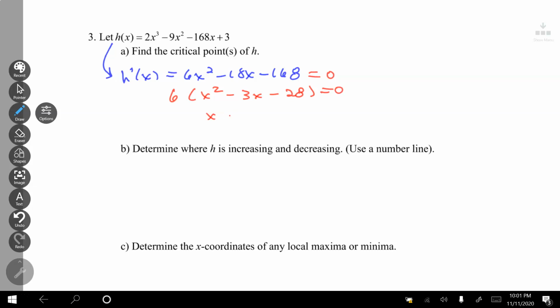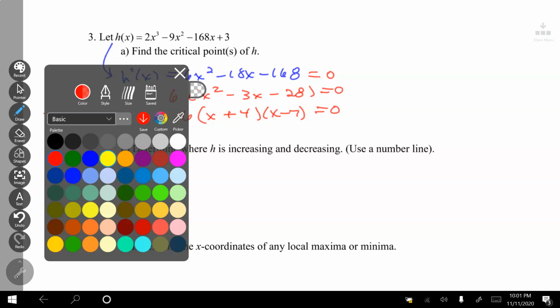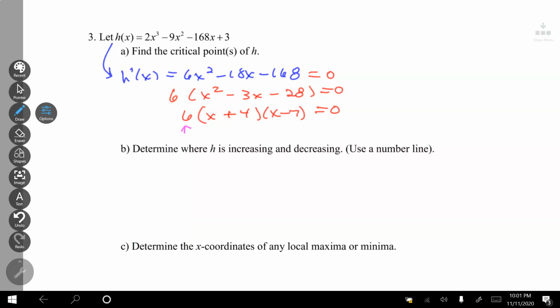And when I factor this, I've got to be careful here. I know I have a 6 up front, but there's no variable with it, so there's not going to be a solution for that. But I do have x equals -4 and x equals 7 as my critical points. They could be mins or maxes. And there should only be 2 because this was an x squared problem.